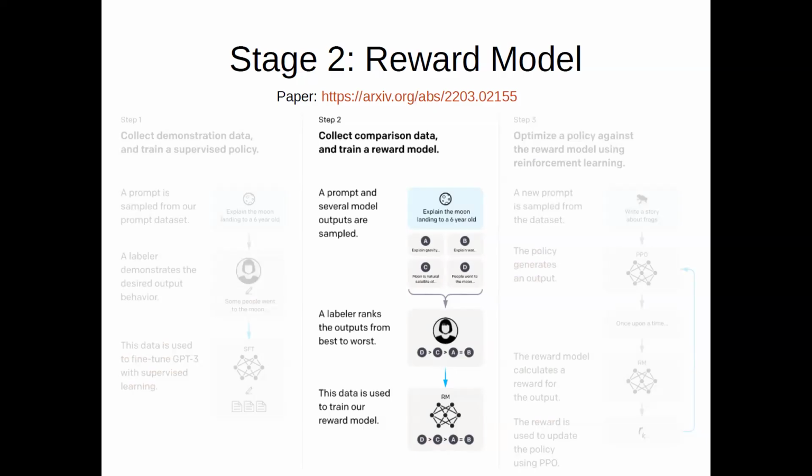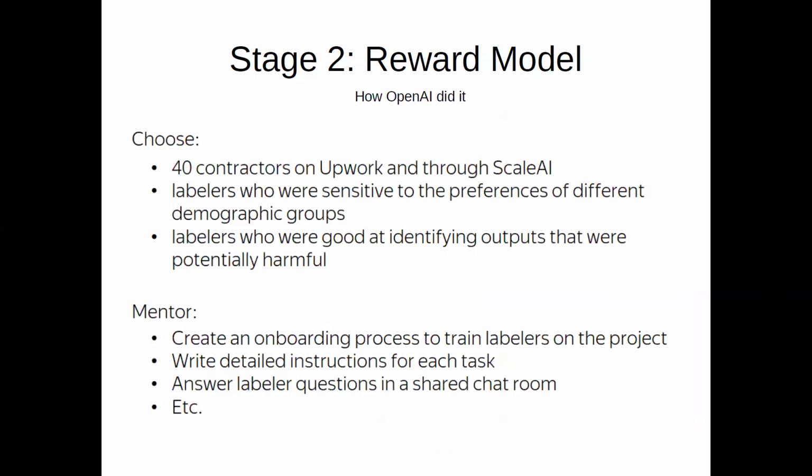So the second stage was to train a reward model. What this model does, it reads the output from the language model and returns one number. This number we can interpret as ranking. They hired 40 people to rank the outputs from the language model.